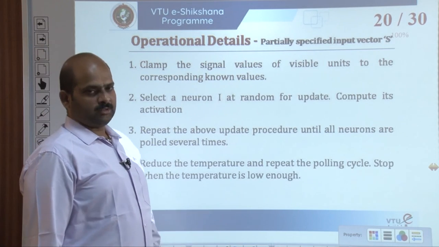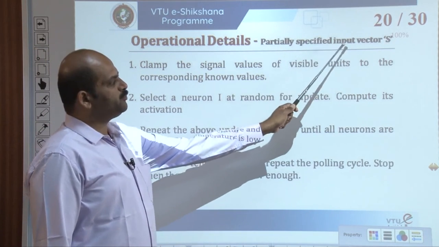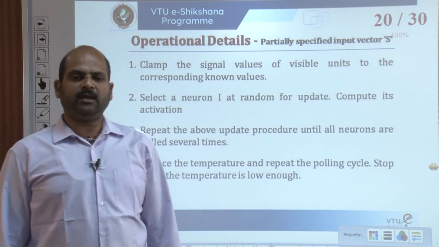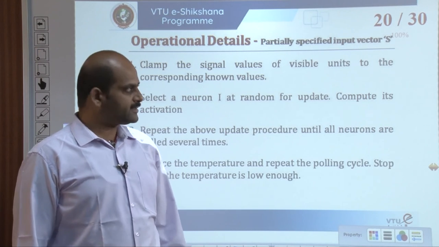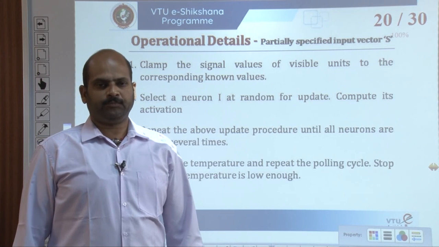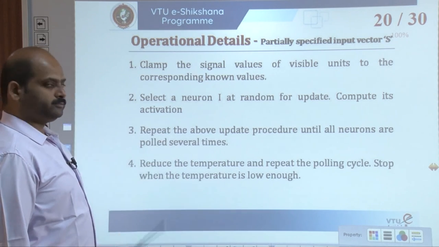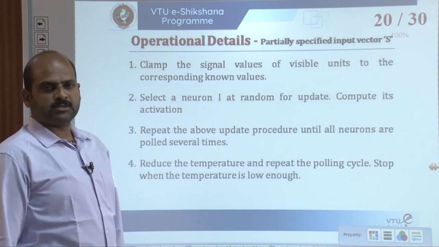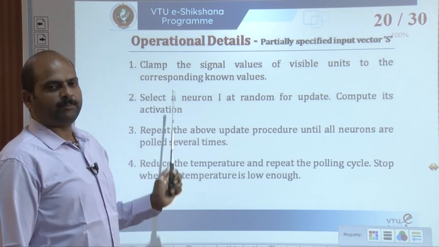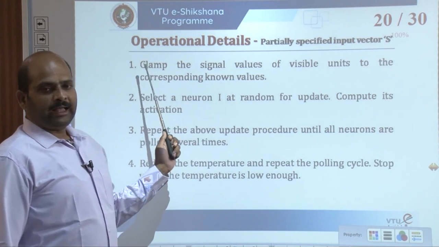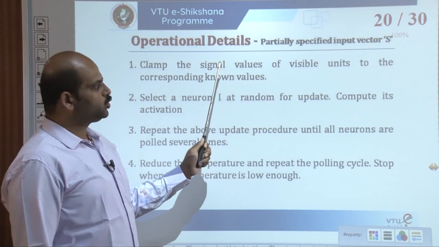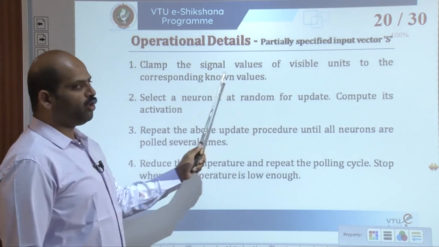Move on to the partially specified input vector S. We assume that a partially specified input vector S is to be completed by the network, and we need to follow the steps. What is the procedure we have to follow here? Let me see the procedure one by one. The first step: clamp the signal value of the visible units to the corresponding known values.